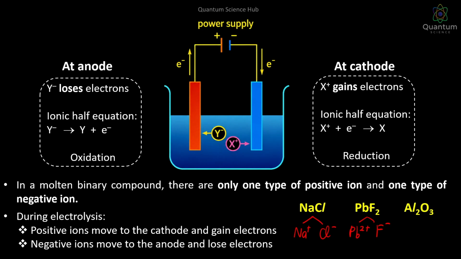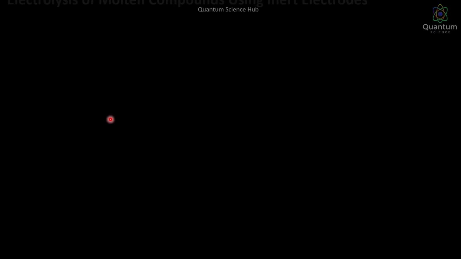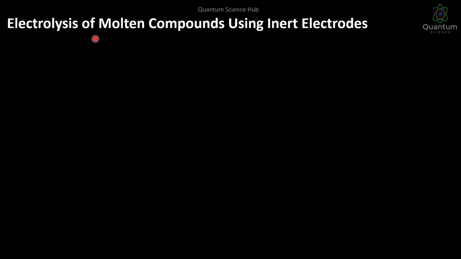What about Al2O3? What are the ions here? Al3 positive and O2 negative, right? So Al3 positive will go to the cathode and O2 negative will go to the anode. That's it. Now let's talk about electrolysis of molten compounds using inert electrodes.